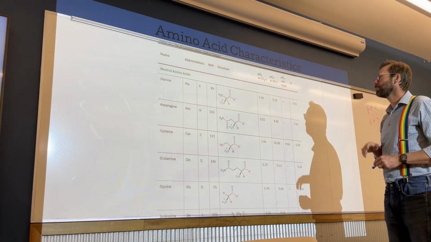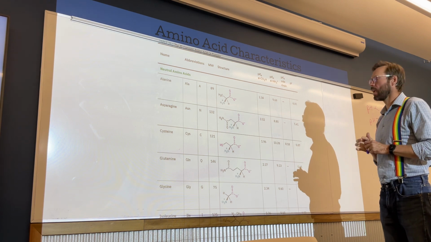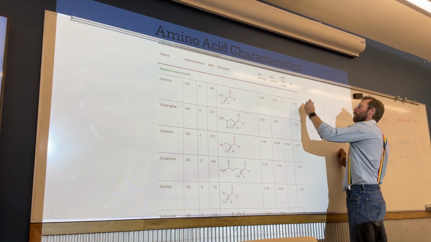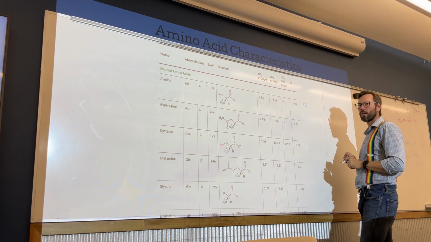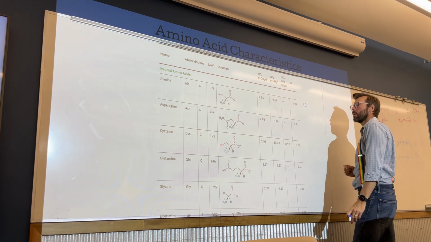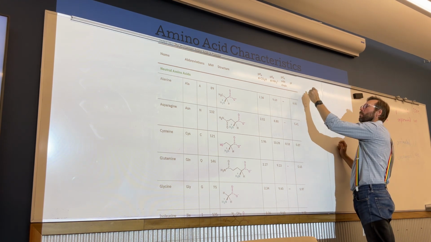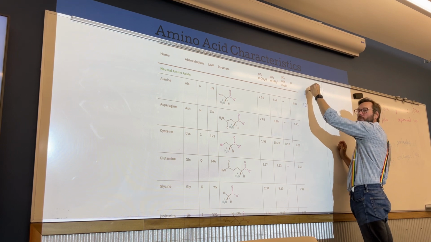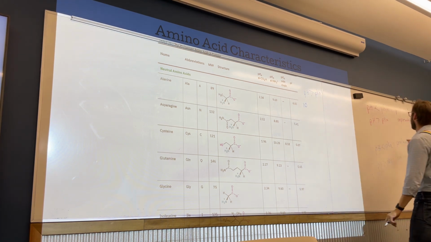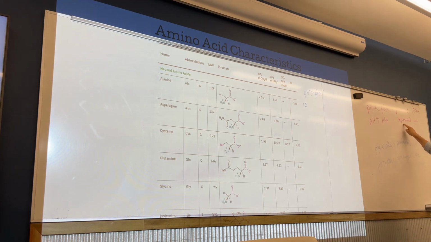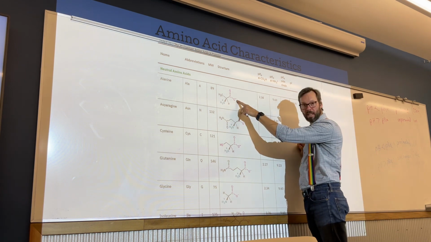All right, so alanine, right? And it was pH 10. So for the carboxylic acid group, pH is greater than pKa. And if that's the case, then we have an unprotonated ion, right? So it's going to look like that.